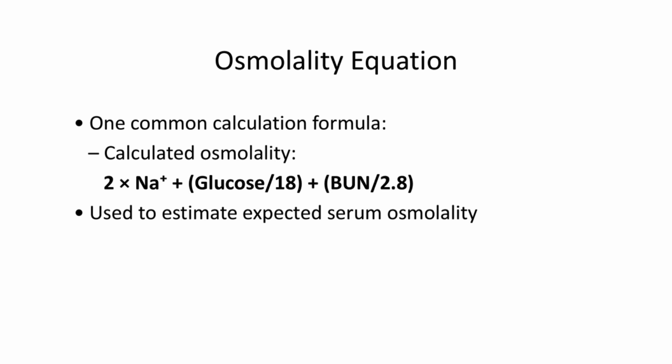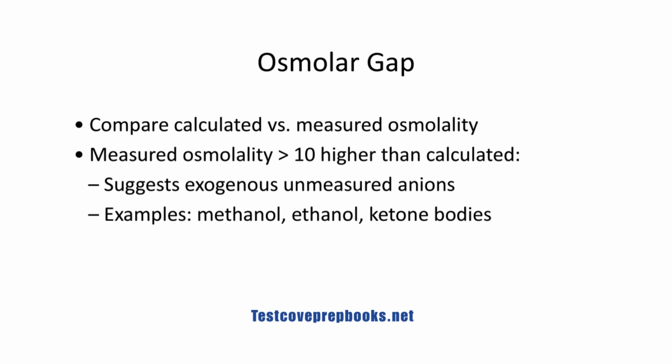A commonly used calculation for serum osmolality is 2 times the sodium concentration plus glucose divided by 18 plus blood urea nitrogen divided by 2.8. This equation gives a good estimate of what the serum osmolality should be. When comparing the calculated osmolality to the measured osmolality, we can determine the osmolar gap. If the measured osmolality is more than 10 units higher than the calculated value, it suggests the presence of unmeasured substances in the blood. These include methanol, ethanol, or ketone bodies.